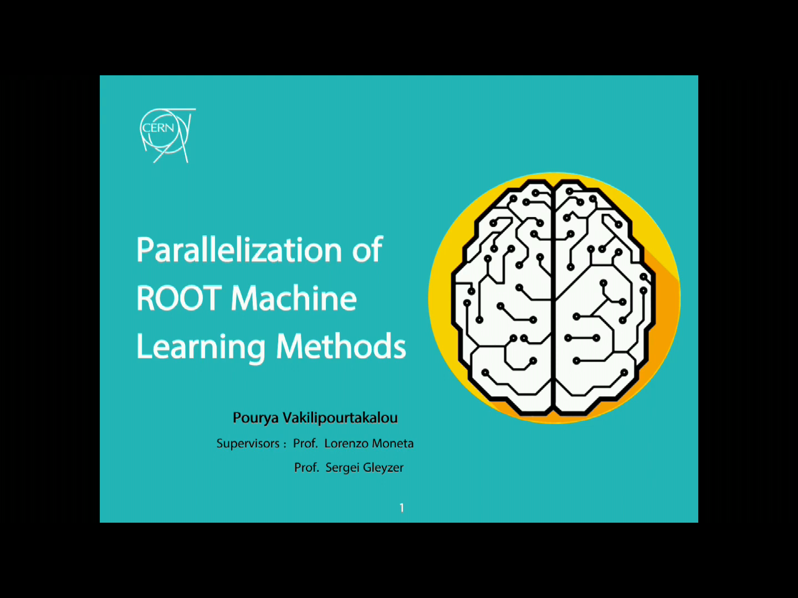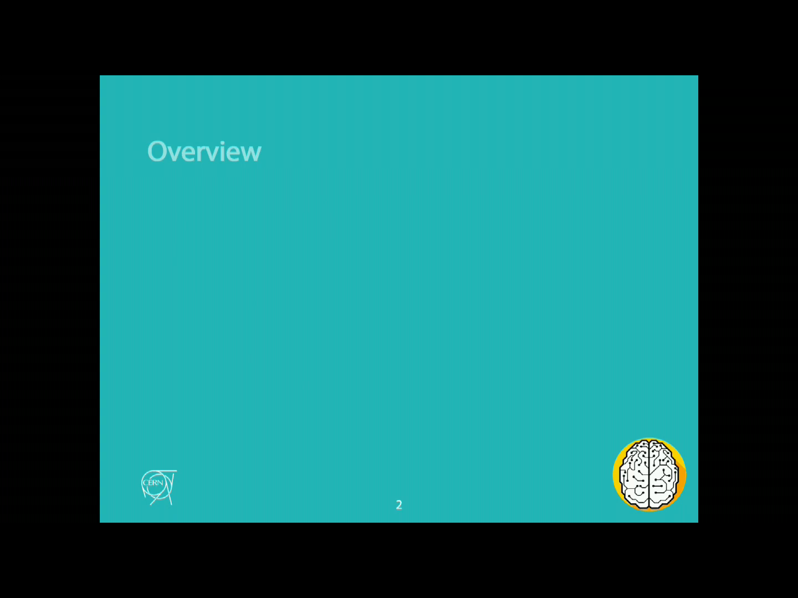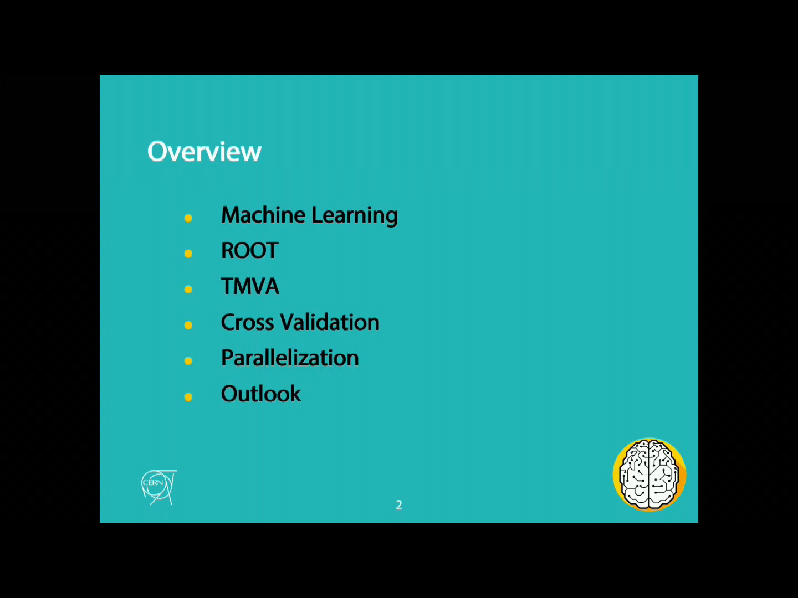The topic that I'm going to talk about is parallelization of ROOT machine learning methods. So I'm first going to talk about 3 parts. First, machine learning, then ROOT, then what is parallelization. So first of all, machine learning and then ROOT, a brief introduction to ROOT and TMVA. Most of you know what they are. And the cross-validation, as you mentioned, and the parallelization, and then given an outlook.